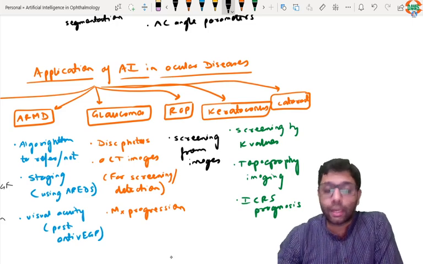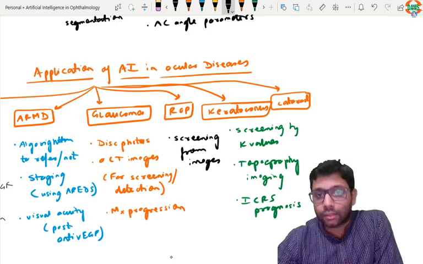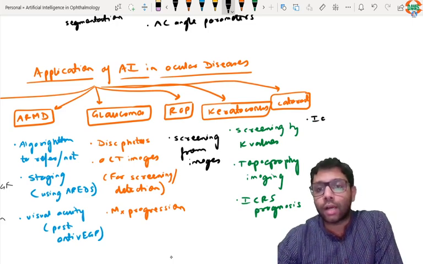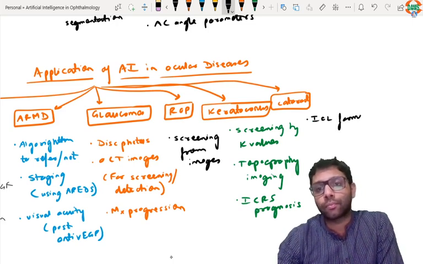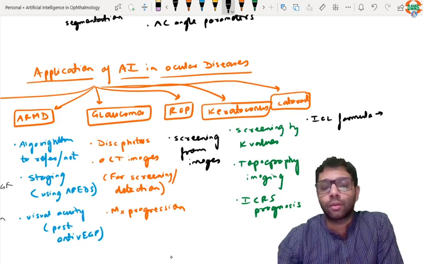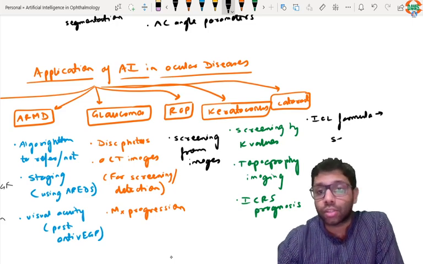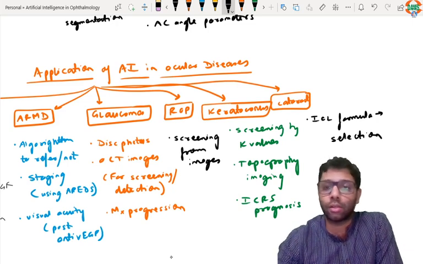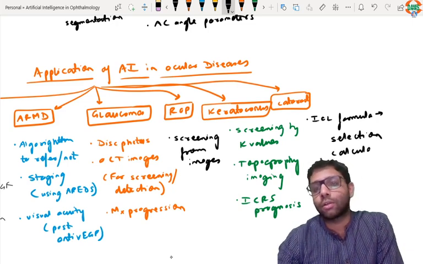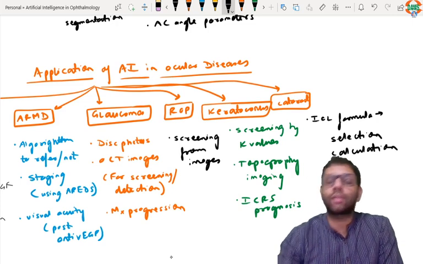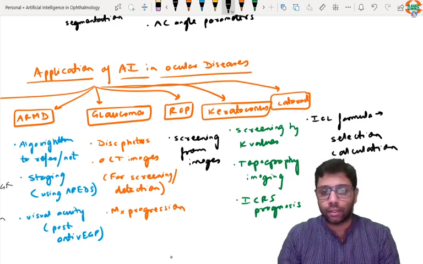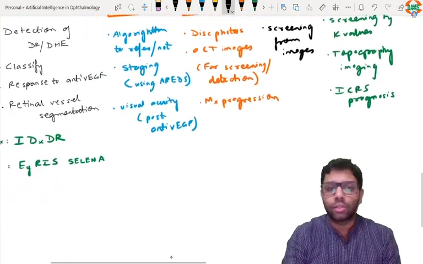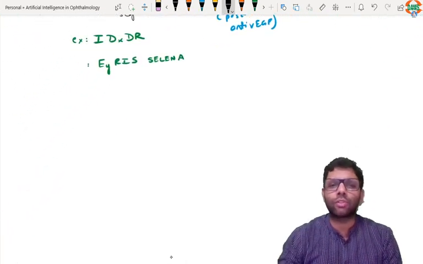Now, how in cataract? Now, in cataract, it can be useful in IOL formulas, like selection of which IOL formula, development, or calculation of the IOL formula. That is what it can be helpful for in cataract. So this you can write down if there's a long term.